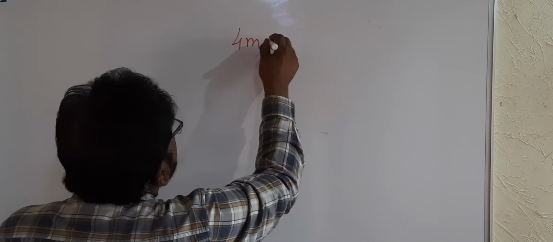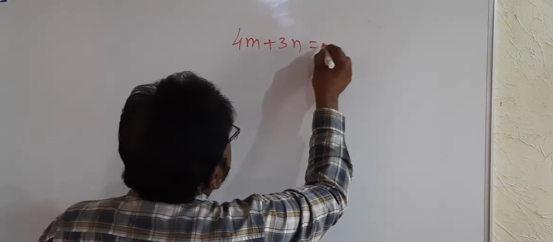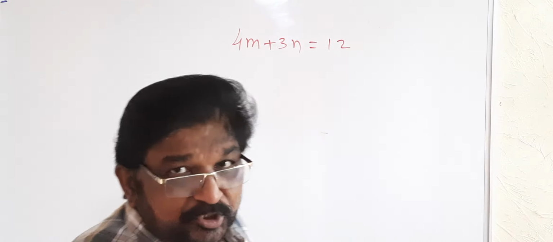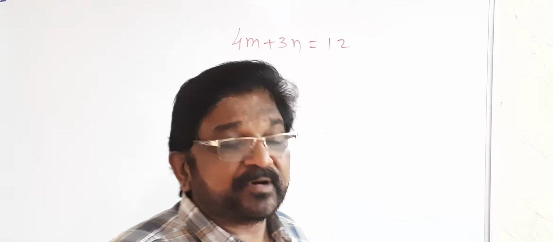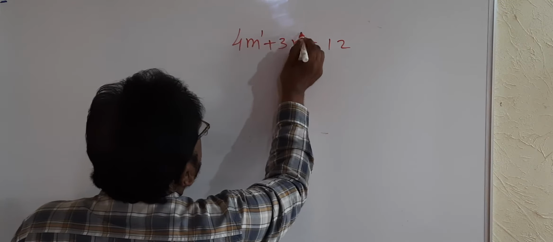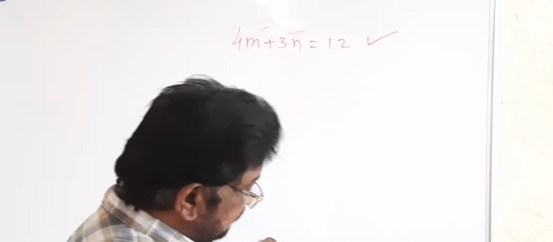So there are seven equations on page number 1. Let us check which is having our required parameter. 4m plus 3n is equal to 12. This has got two variables and it is having the degree 1. So it is an equation with two variables.